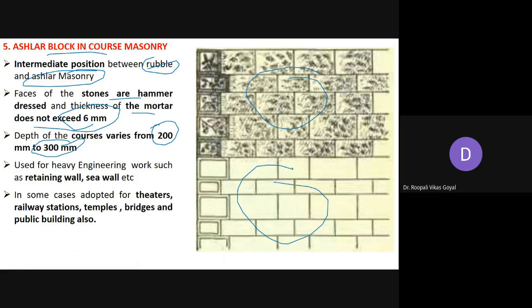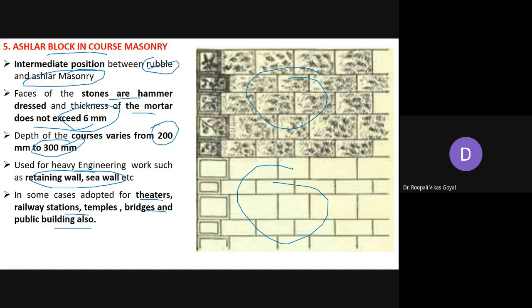and that can be utilized for the heavy engineering work like retaining wall or sea wall. And in some cases, it may be also adopted for the theaters, railway station, temple, bridges, and public building by the combination of two types of masonry in different courses.